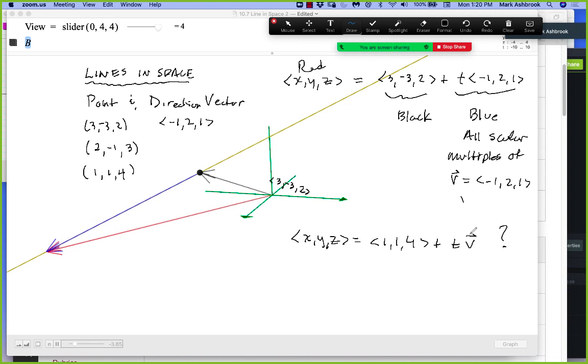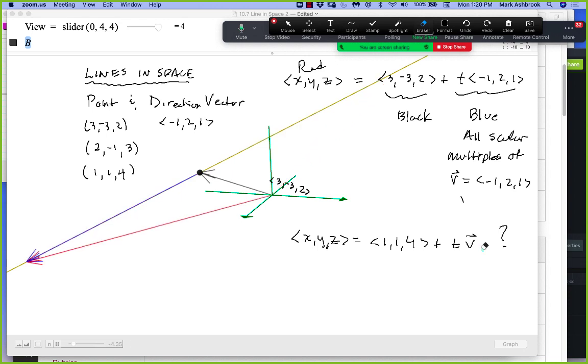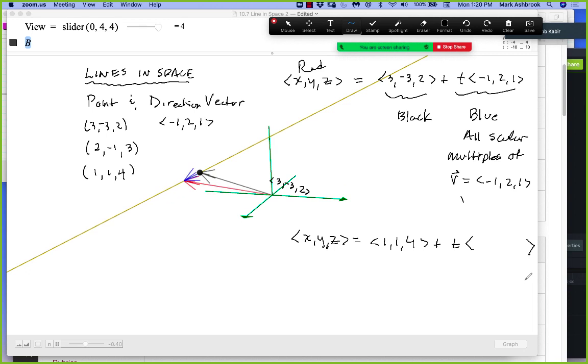And likewise, do I have to use -1, 2, 1 here? What else could that be? What's another possibility? 3, -3, 2. So if you put 3, -3, 2 into here, then our line will be parallel to this. Is that going to be the same line? Right, because this is the direction of 3, -3, 2. So if that's your direction vector, then your line is going to be parallel to that.